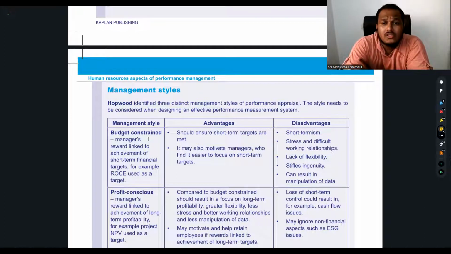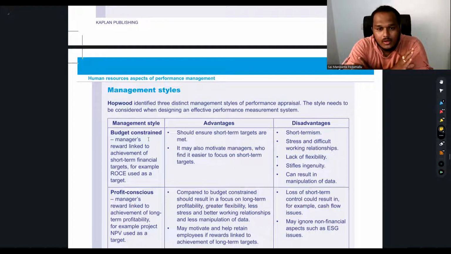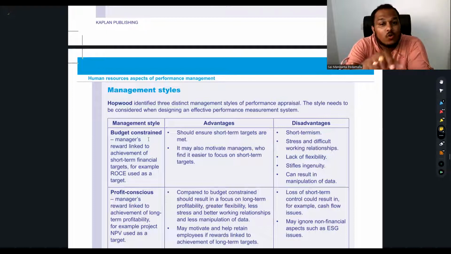A budget constrained manager is a person who is only constrained by the budget. They are like, okay, as long as you are within the budget, it's fine. We do not have a problem with you. So I'll give you a maximum budget of, let's say, an expense related budget. So maximum you can spend only this much. As long as you are within that budget, I'll not question what you are spending and how you are spending. I'm fine as long as you are meeting the budget.